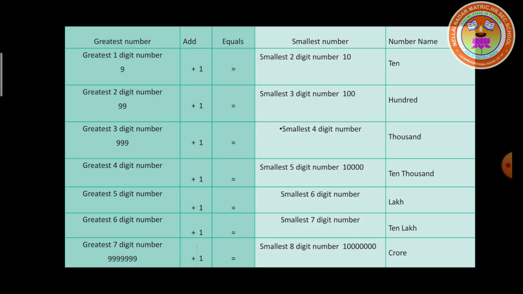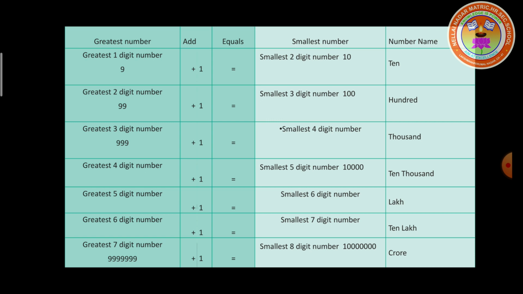Next thing is how to form large numbers. In class 5, you have studied up to the smallest 6-digit number, that is lakh. In class 6, we are going to study up to crore. Okay, shall we see this table now? What is the greatest 1-digit number, children? 9. When 1 is added to 9, you will get the smallest 2-digit number, that is 10.